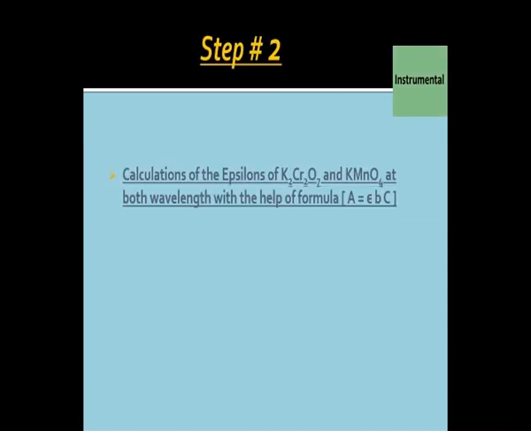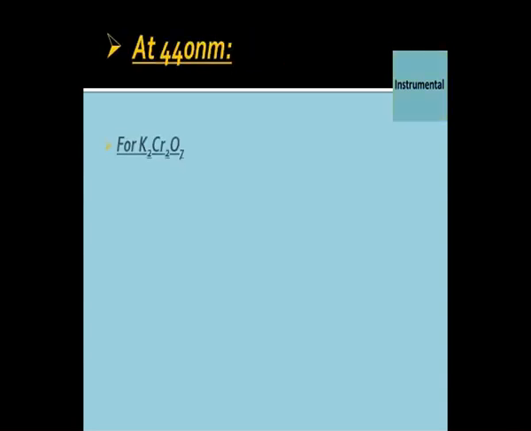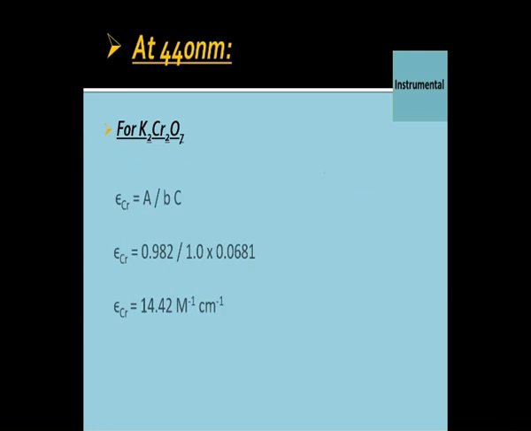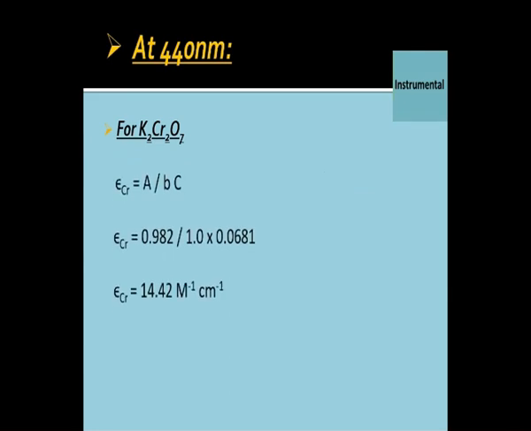Now in step number 2, we have to calculate the molar absorptivity values for potassium dichromate and potassium permanganate by using Beer-Lambert's law, which is A equals epsilon times B times C. Here A is absorbance, B is the path length of the cuvette, and C is the concentration of the individual absorbing species. At 440 nanometer, we have to calculate the epsilon values of potassium dichromate as well as potassium permanganate.